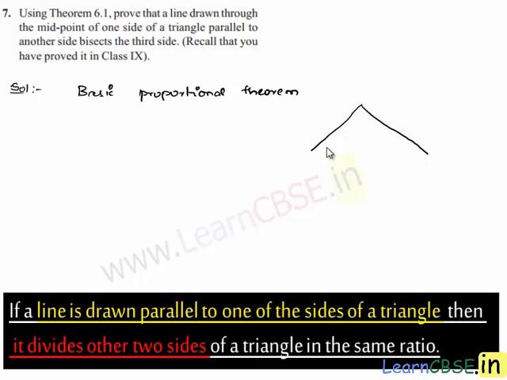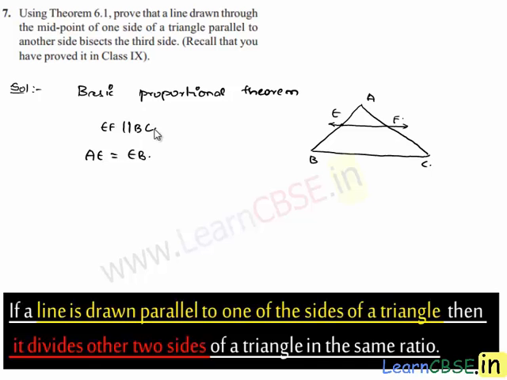let us consider a triangle ABC and let E be midpoint of AB, and let us draw EF such that EF is parallel to BC. As E is the midpoint of side AB, we can say that AE is equal to EB.